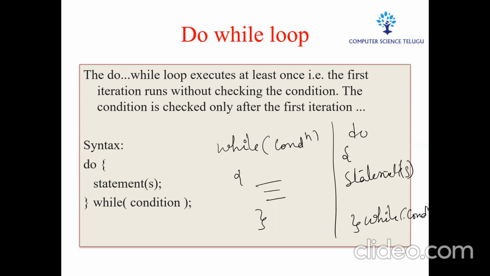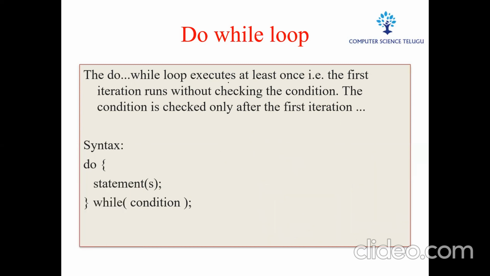So remember, an important thing: if the condition is false in a while loop, no statements will be executed. In a do while loop, if the condition is false, at least the first time it will execute. This is the main difference between while and do while. So you see, a do while loop executes at least once. The first iteration runs without checking the condition, and the condition is checked only after the first iteration. So this is a do while, and this is a while.